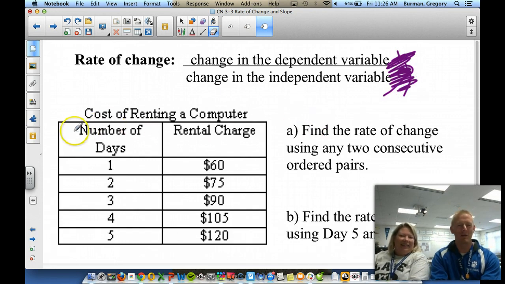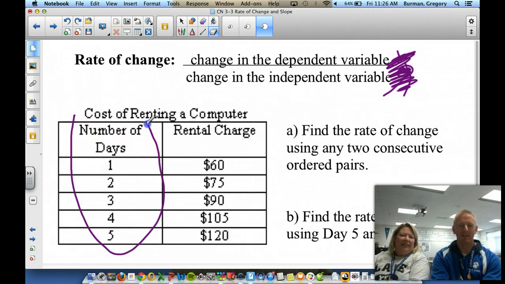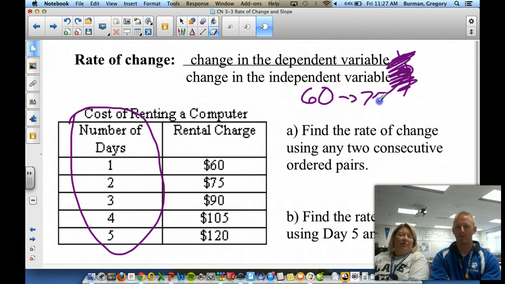So I always remember that time is usually on what axis? That is usually on the x-axis. Okay, because the number of days wouldn't depend on the rental charge. You know, rental charges can change. One day is no different in time than any other day. They're all 24 hours. So what's the change from 60 to 75? 15.